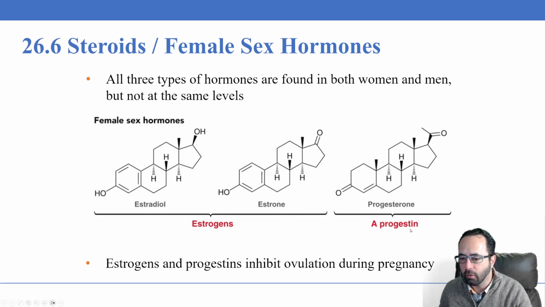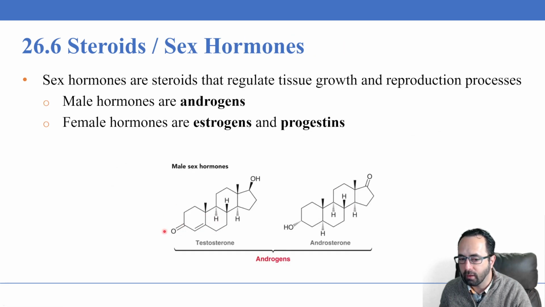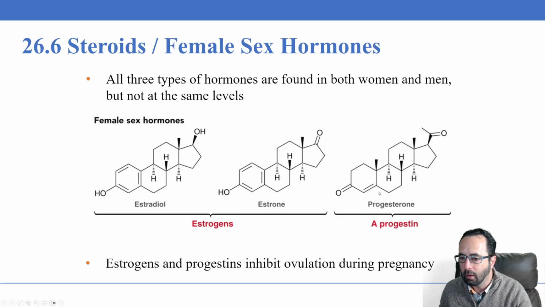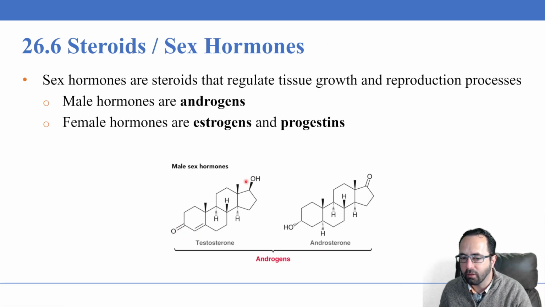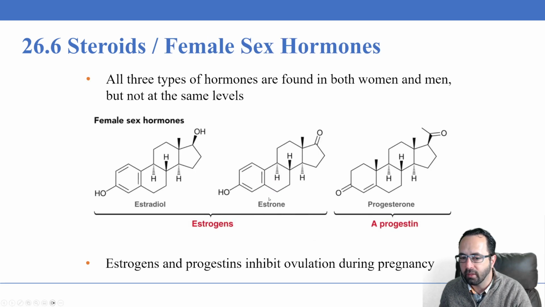And then progesterone is a progestin. This one has a ketone here, kind of like testosterone does, so it has the same group here. However, unlike testosterone, which has a hydroxyl group up on the D ring, instead there is a ketone group off the ring here. And estrogens and progestins inhibit ovulation during pregnancy.